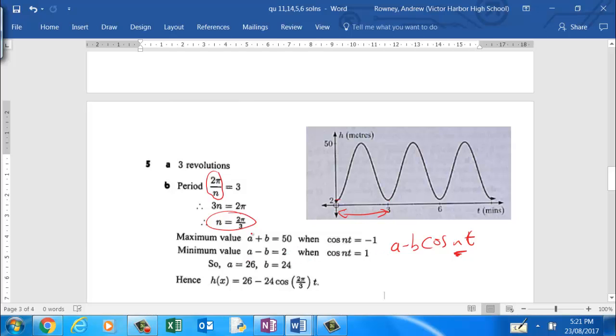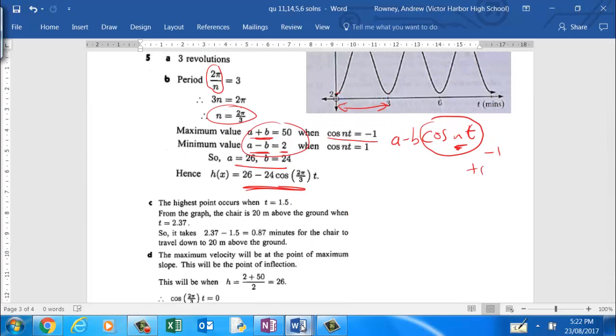If you want to find the A and the B values, well, the maximum is when this whole thing is going to be -1, because then it'll be A plus B. But when that's +1, it'll be A take B. So when the cos is -1, we got the maximum A plus B, and we know it's 50, and the minimum A take B is 2. So solving those two simultaneous equations, we can get A and B, and therefore we got the total function sitting there.